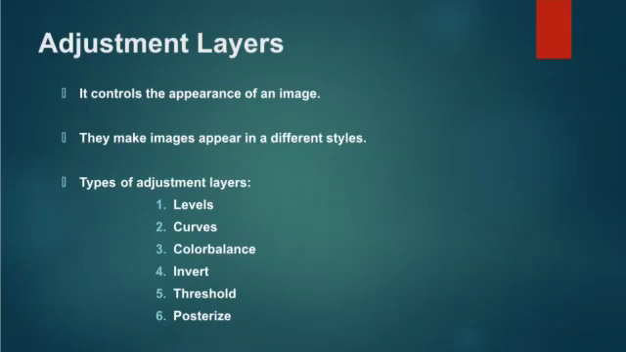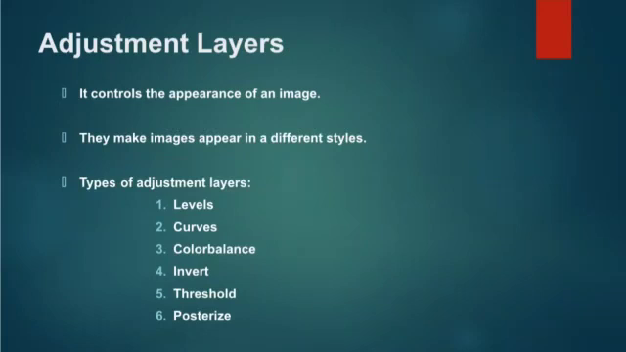We can go for levels. Levels can be used to lighten or darken the color of an image. In the previous session we also discussed levels, curves, and color balance. Then curves. Curves can be used to adjust the entire tonal range of an image. It uses three variables: highlights, midtones, and shadows.